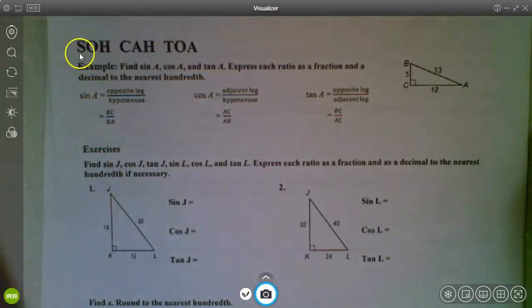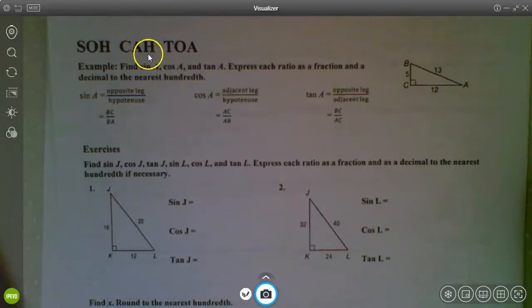Here's how this works. The first letter is which trig function you're using. This one is for sine, that's for cosine, and that's for tangent. The next two letters tell you what is being compared. Notice that the sine compares the opposite leg to the hypotenuse, and that's what we saw right here. The cosine compares the adjacent leg to the hypotenuse. If you wrote it all out, it looks like this. And then tangent compares the opposite leg to the adjacent leg, and here's our tangent ratio.